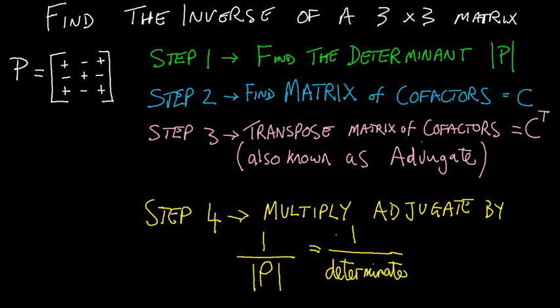Alright, in this video we're going to find the inverse of 3 by 3 matrices. Step 1 is find the determinant. Step 2, find the matrix of cofactors. Step 3, transpose that matrix of cofactors and make it the adjugate. Step 4, multiply the adjugate by 1 over the determinant.